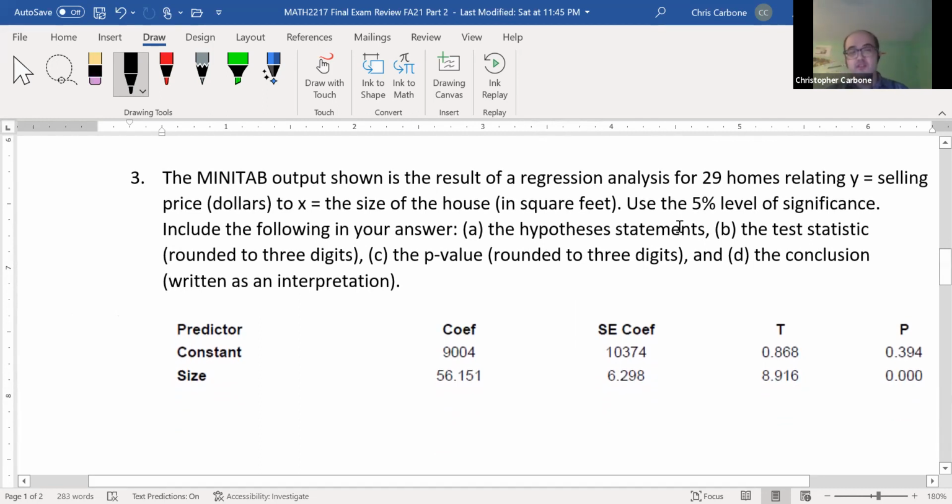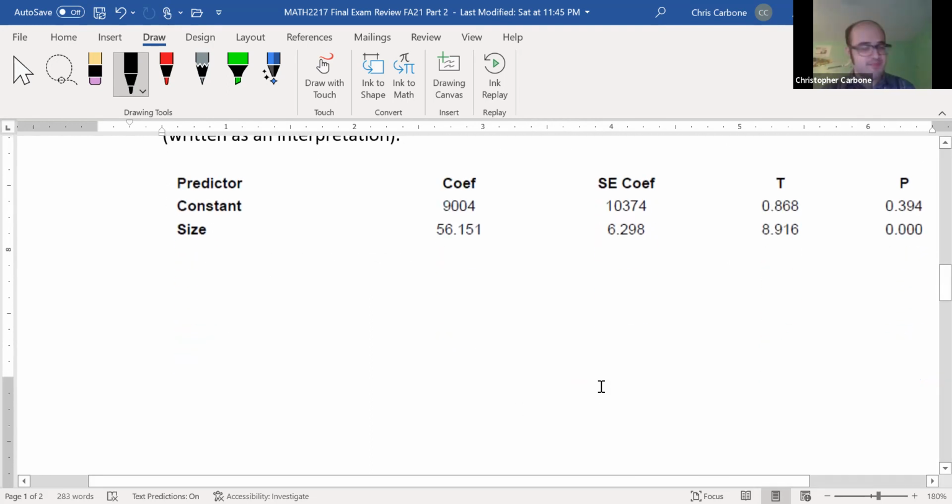Shown is the result of a regression analysis for 29 homes, relating Y, the selling price in dollars, to X, the size of the house in square feet. We want to use the 5% level of significance. Include the following in your answer: hypothesis statements for A, B, the test statistic rounded to 3 digits, C, the p-value also rounded to 3 digits, and the conclusion, written as an interpretation based on this lovely looking output.